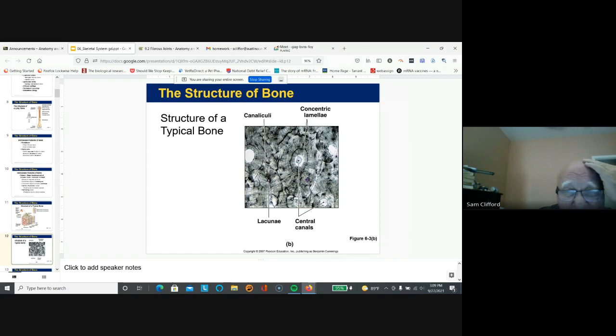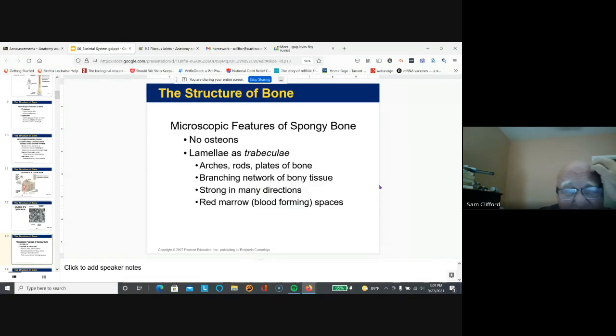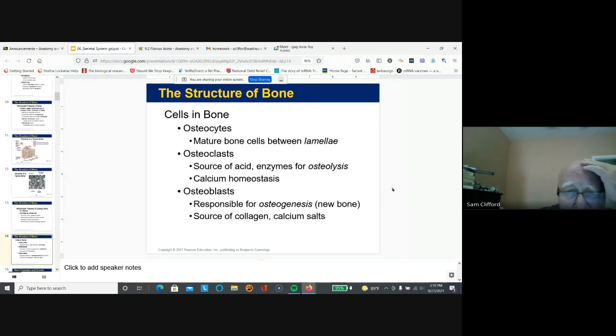There are no osteons in spongy bone. So, as I said, no osteons in spongy bone. The layers of bone are called trabeculae. They form rods, plates, and so on, a branching network. Often spongy bone is where the marrow is red, where blood forming occurs.